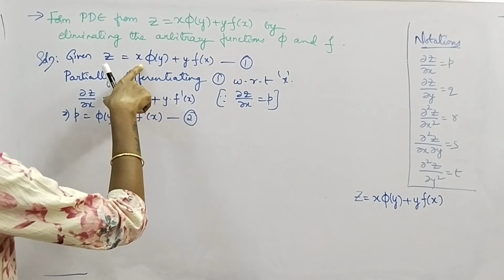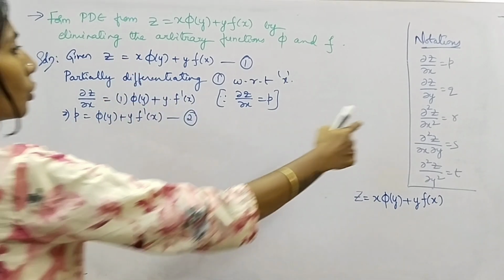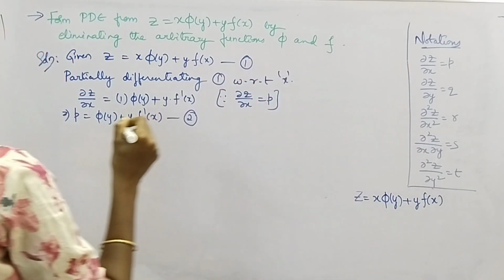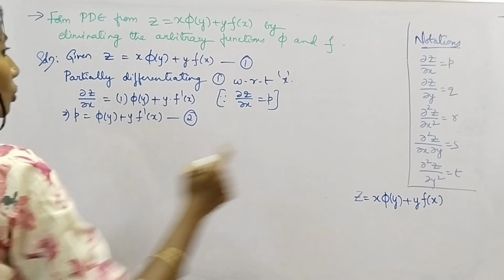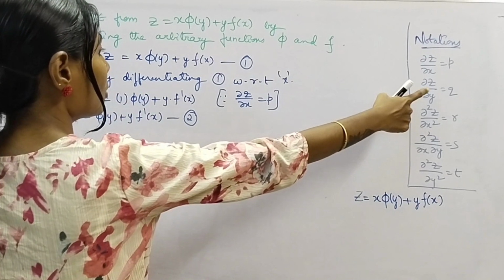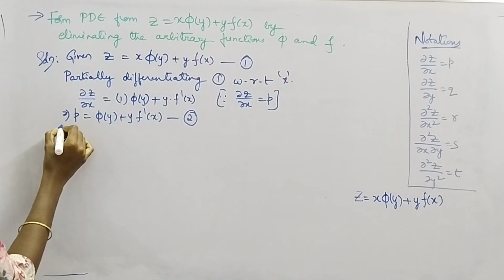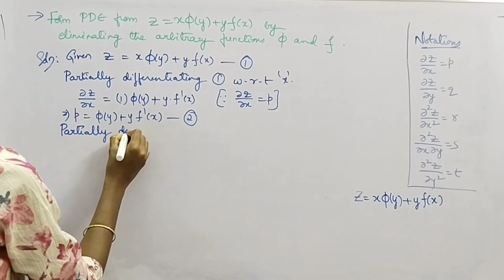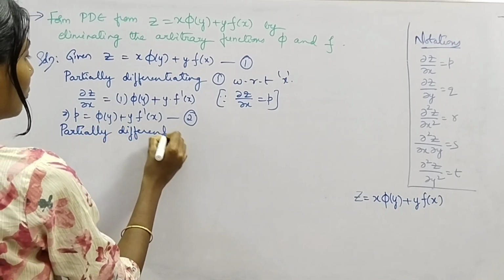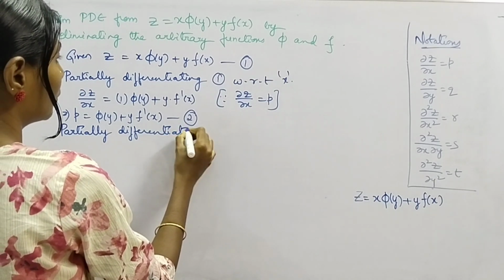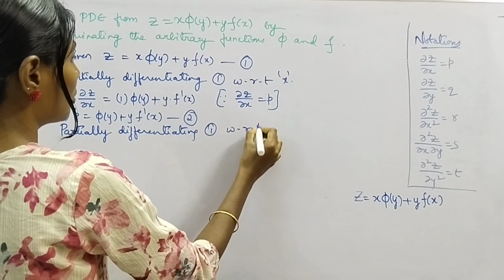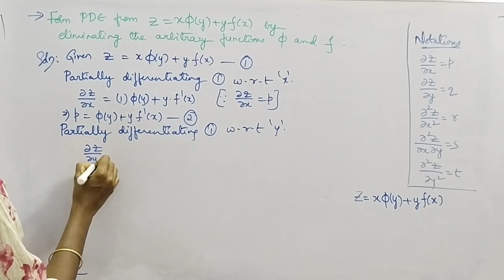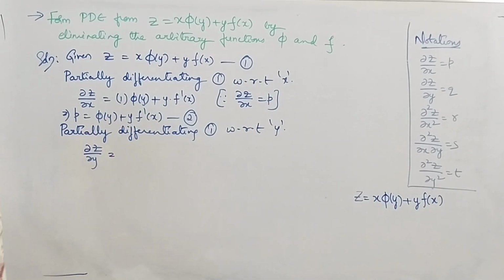Now let's partially differentiate 1 with respect to y to find q. Q is nothing but dou z by dou y, right? In order to find q, we need to find the partial derivative of z with respect to y. Partially differentiating 1 with respect to y. Just apply dou by dou y on both sides of 1 if you feel it's necessary.